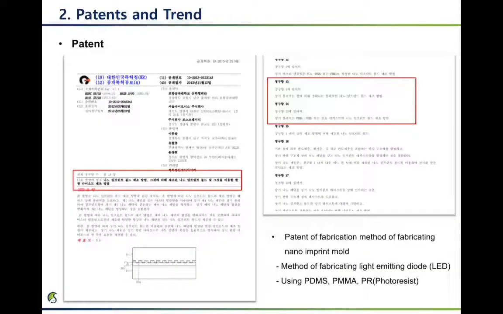It is a Korean patent similar to the most important part of my research. This is a study of nanoimprint molds, which are important because they can have the most significant impact on imprinting.